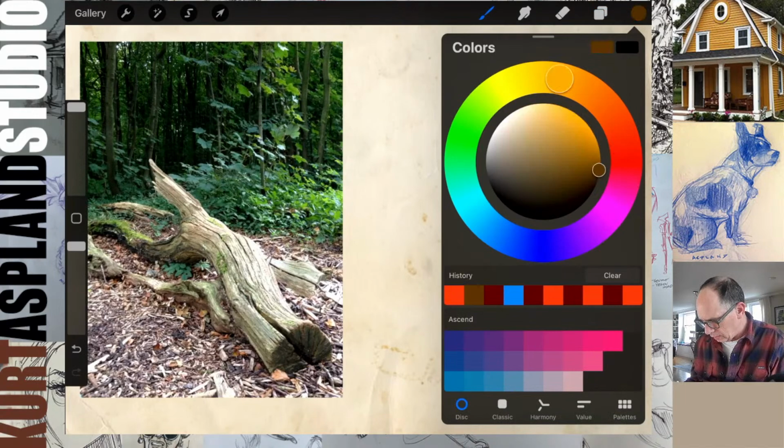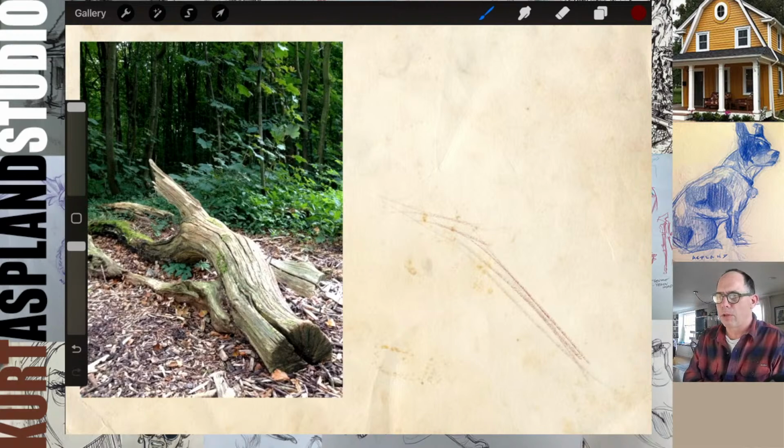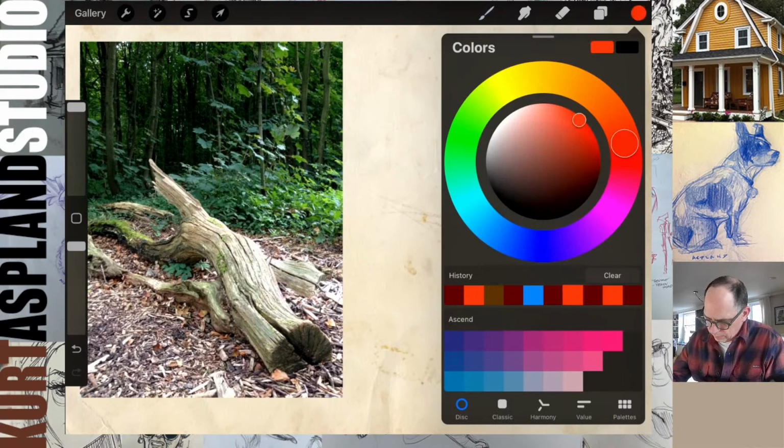All right, let's get into this. So first thing is I'm going to try and get an action line or a line of direction, okay, going down this fallen log here. And then, like I just said, we're going to draw that oval. And now we're going to have a sense of overlap. Now watch what I do here.